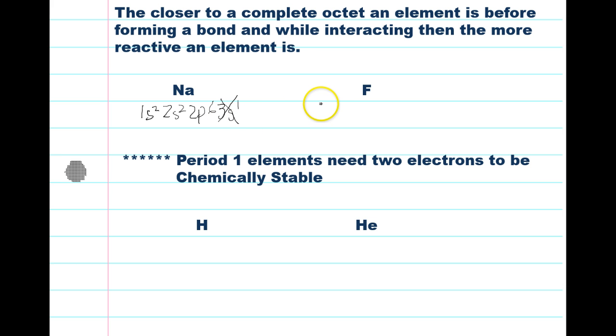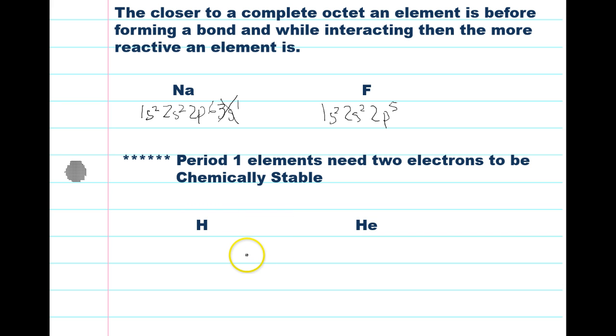Fluorine, on the other hand, its configuration is 1s2, 2s2, 2p5. So it only needs 1 more electron. And if we add in that 1 more electron, now we have a complete octet, and that makes fluorine very, very reactive. Now we do have an exception, and those are the elements in period 1.